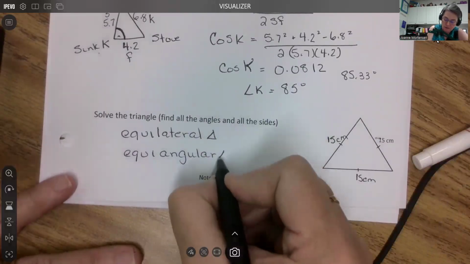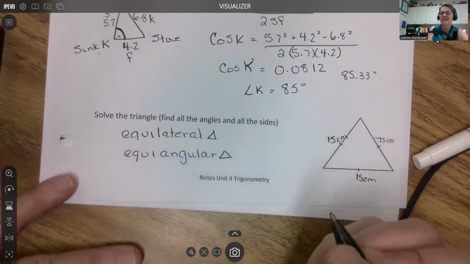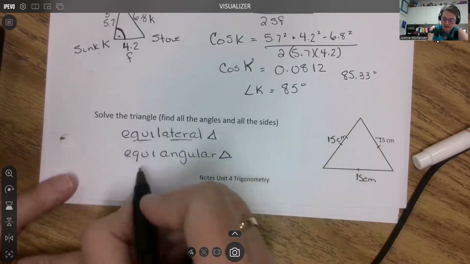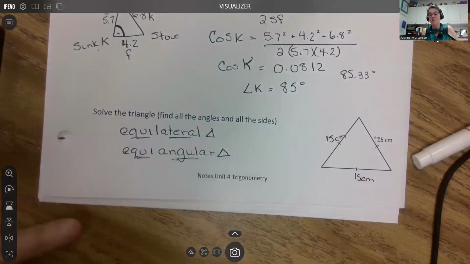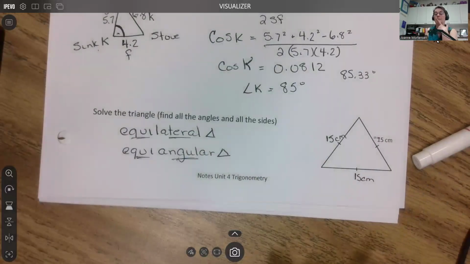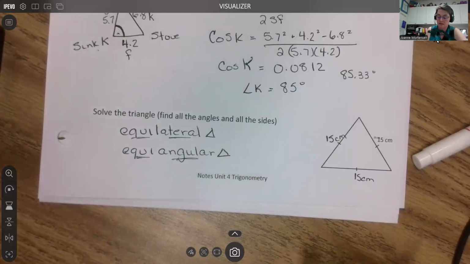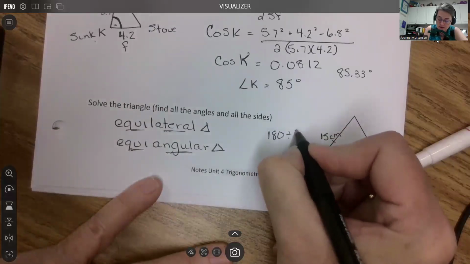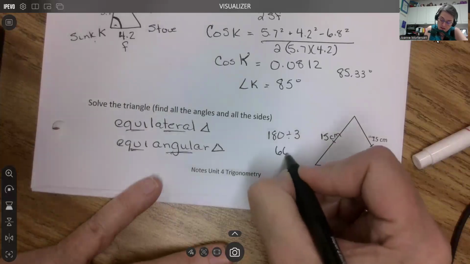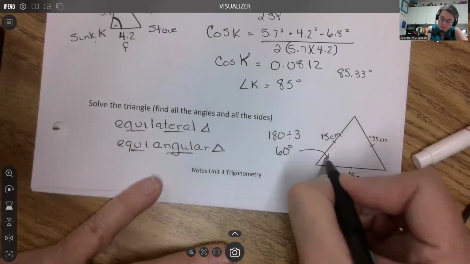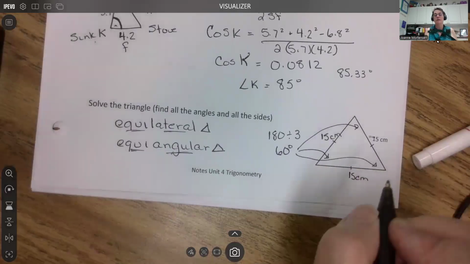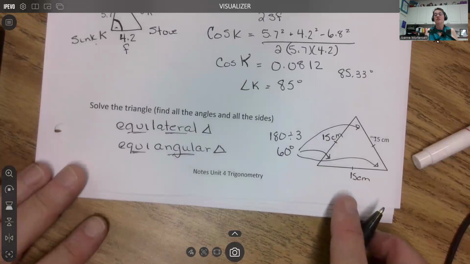For some reason, people don't use equiangular. Maybe it's just because it's hard to say. Anyway, equilateral means equal side, equiangular means all angles are the same. So what's the grand total of all the angles in a triangle? Yeah, you guys know this: 180 degrees. If I divide that equally among three angles, 60 degrees each. Ta-da! That was a cheat.